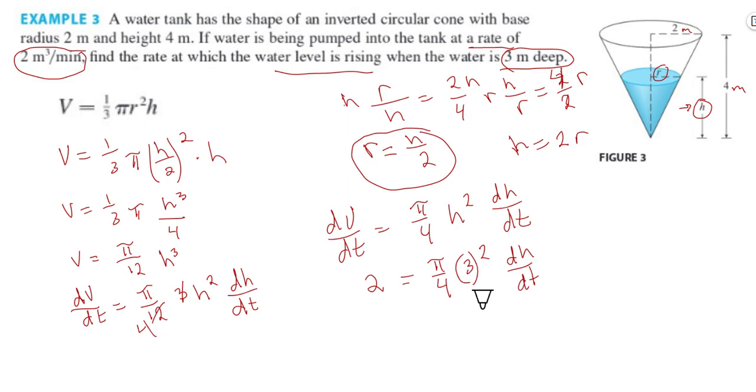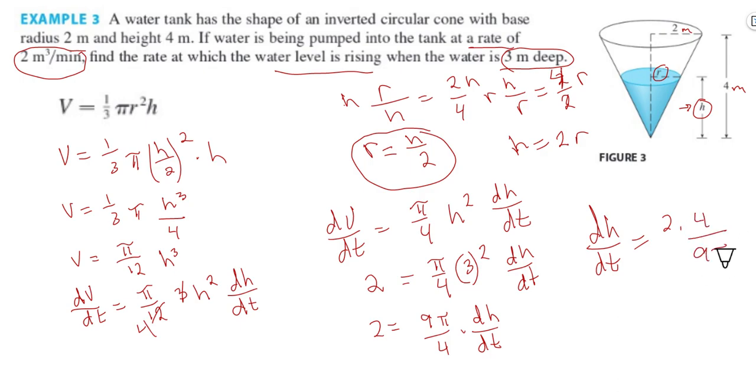We multiply by the reciprocal. So I'm going to rewrite this as 9 pi over 4 times dh dt. And so dh dt, multiplying by the reciprocal, is going to be 2 times 4 over 9 pi, which is 8 over 9 pi.